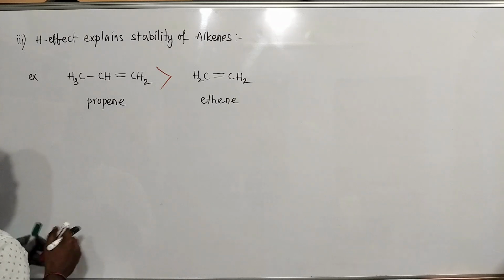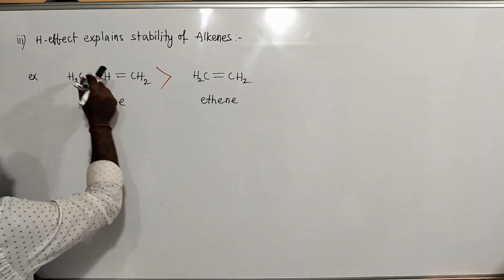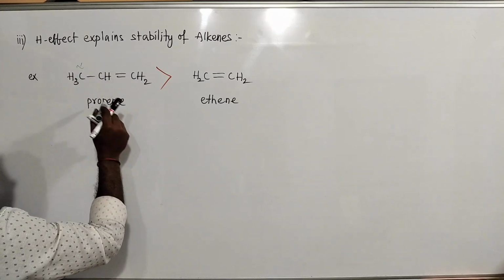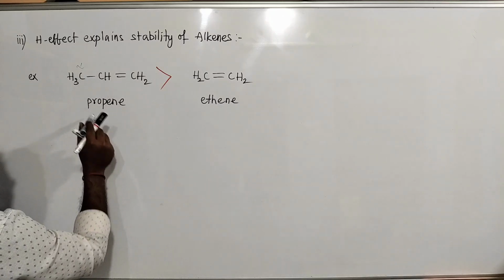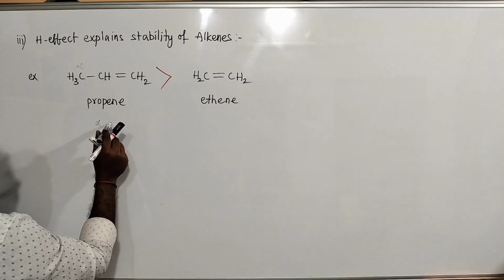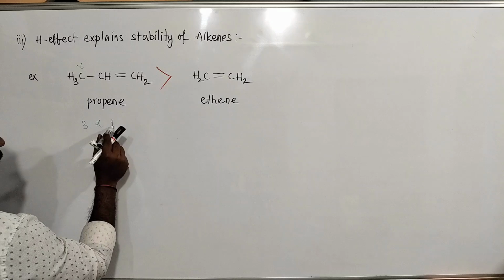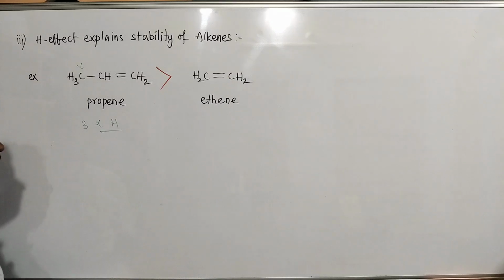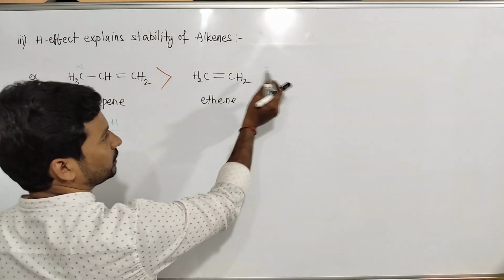Sir, what is alpha hydrogen? The hydrogen on the carbon adjacent to the carbon-carbon double bond is alpha hydrogen. How many alpha hydrogens for propene? 3 alpha hydrogens, and 3 alpha hydrogens mean 3 hyperconjugative structures. In ethene there is no adjacent carbon to the double bond.